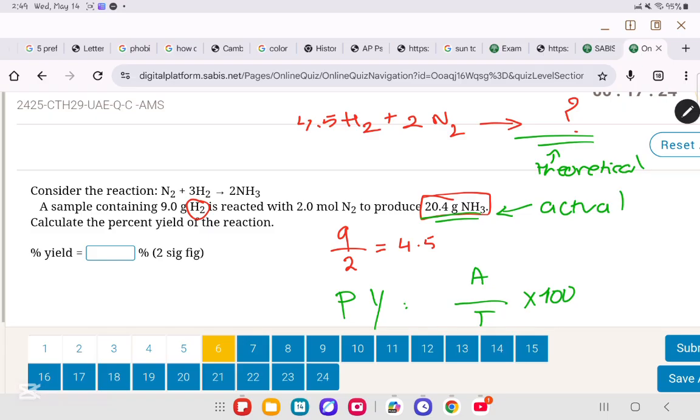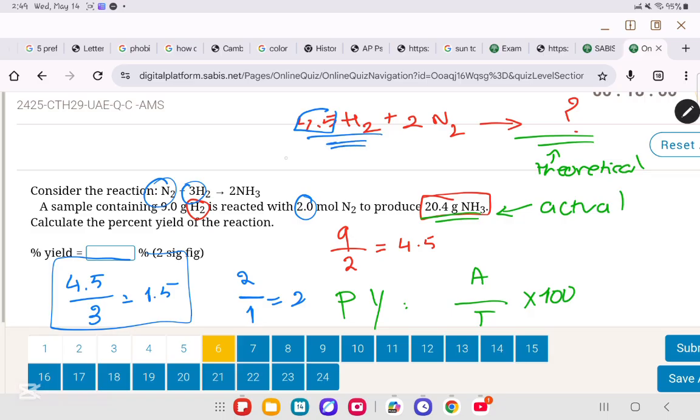To do that, we need to find the limiting reactant. So in order to do that, we will divide by their coefficient. So this is the number of moles, 4.5, divided by the coefficient over here, which is 3, you will get 1.5. You will divide this number of moles by the coefficient over here, which is 1. So it's going to be 2 over 1, which is 2. Which one is smaller? This one is smaller. That means H2 is our limiting reactant. That means the whole reaction will be based on H2.